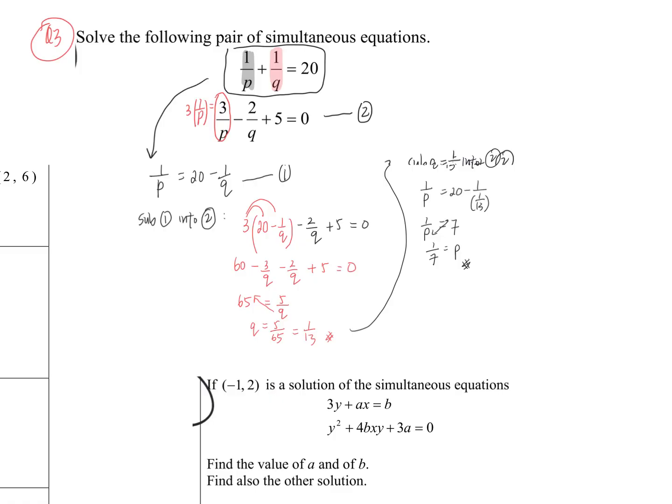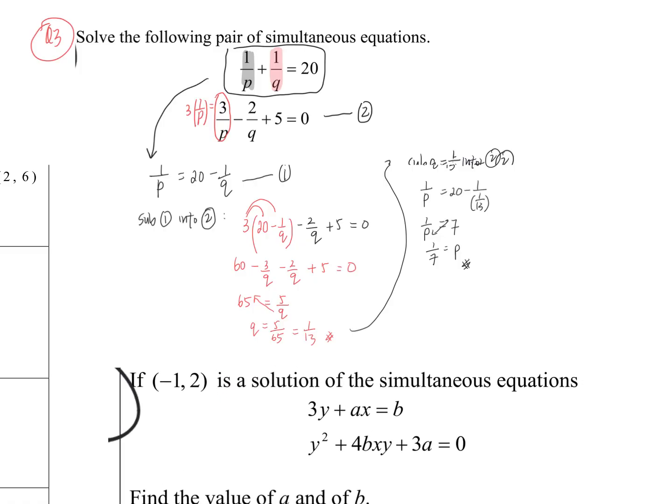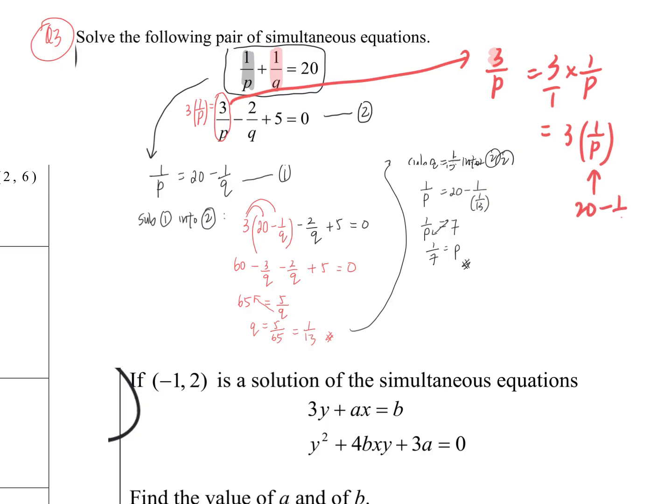Yes. Why did 3 over P become 3 bracket? It's the same thing. 3 over P is the same as 3 times 1 over P. Okay, if you can split them up into 2, it's the same thing. So I'm just substituting 1 over P as my 20 minus 1 over Q. Like that, okay?